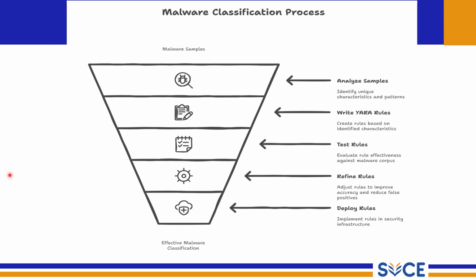Okay, and here also with YARA we have to first detect, as I have told already. We have to deploy the rule, like implement the rule in the security infrastructure, refine the rule, like adjust the rules to improve the accuracy and reduce false positives. Third, we have to test the rules, evaluate the rule effectiveness against a malware corpus, and write the YARA rules, create the rules based on the identified characteristics, and analyze the samples. So identify the unique characteristics as well as the patterns. So these are the steps for doing effective malware classification in YARA. Okay.